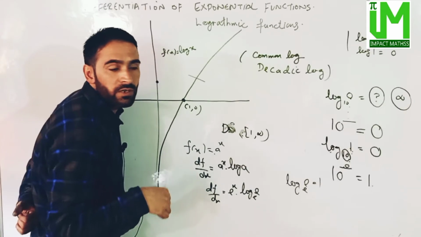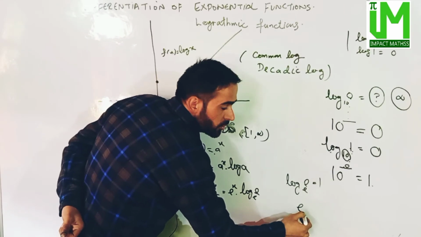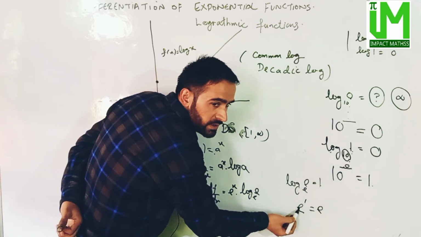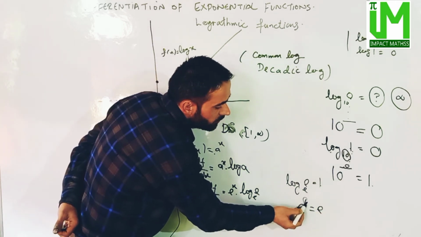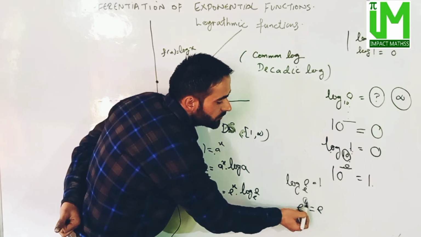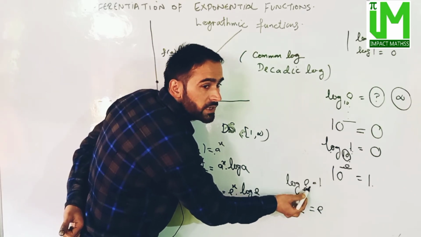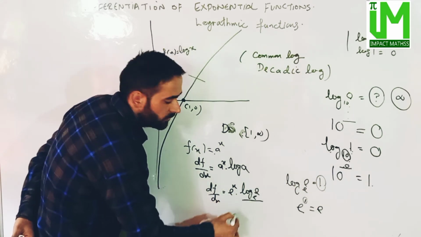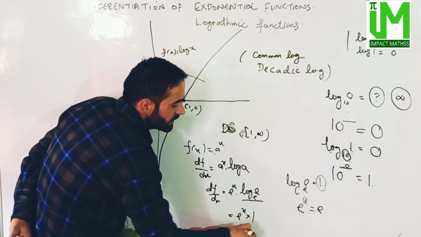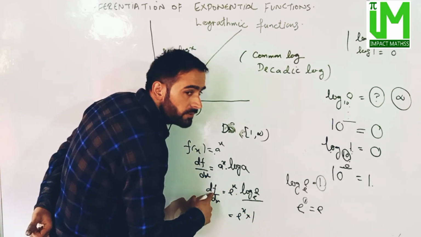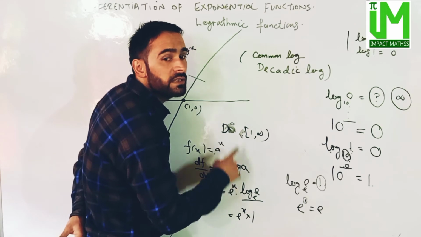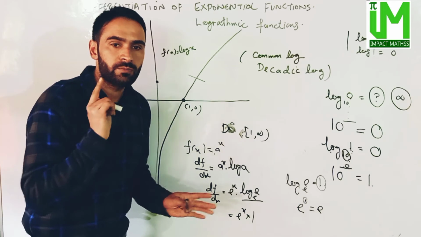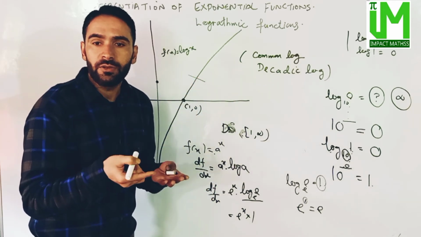If e is the base, what power do we raise it to, to obtain e? Obviously 1. So e raised to power 1 is equal to e, which means log of e to the base e is equal to 1. So this will be e raised to power x into 1. That means the derivative of e raised to power x is e raised to power x. We can simply say that its rate of change is itself.